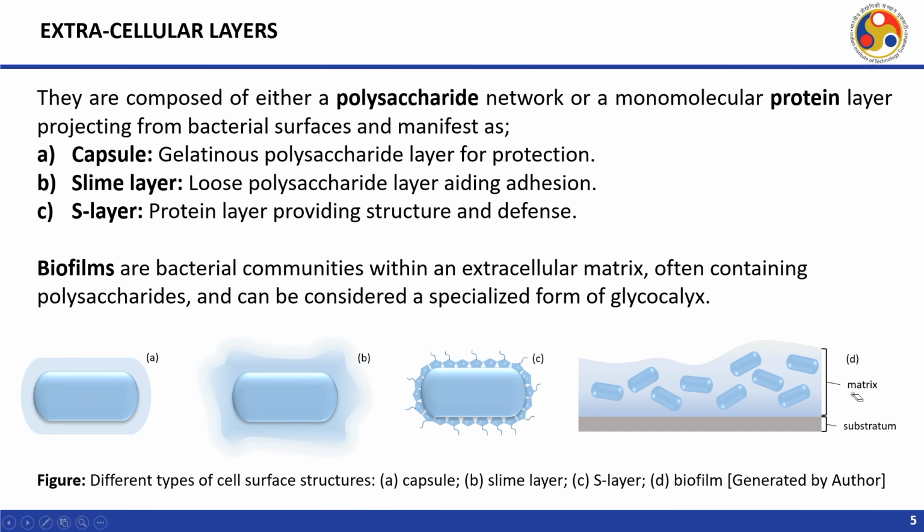So, capsule is basically a gelatinous polysaccharide layer for protection. Slime layers are loose polysaccharide layers aiding in adhesion, and S layers are protein layers providing structure as well as defense. Biofilms are bacterial communities within an extracellular matrix, often containing polysaccharides, and can be considered as a specialized form of glycocalyx.